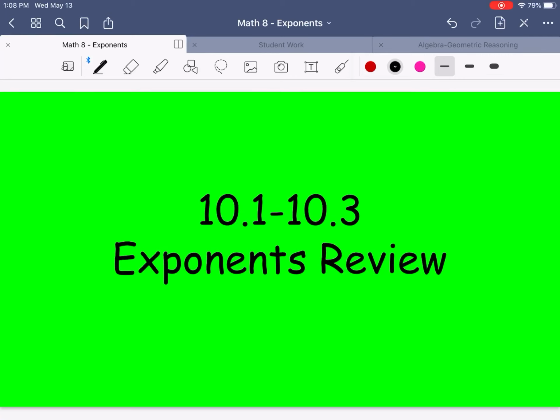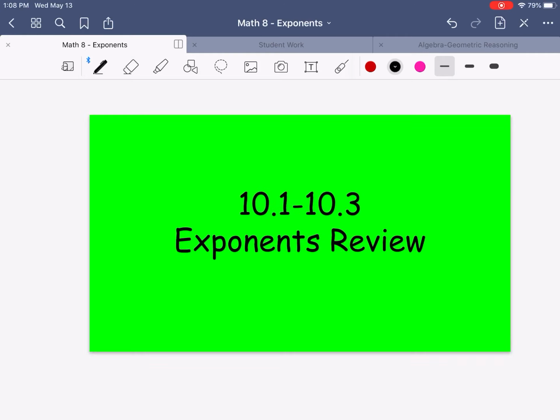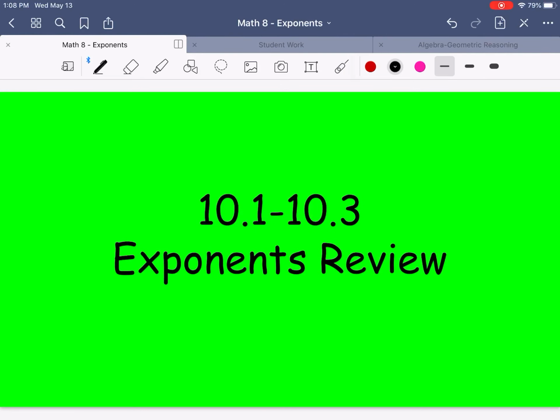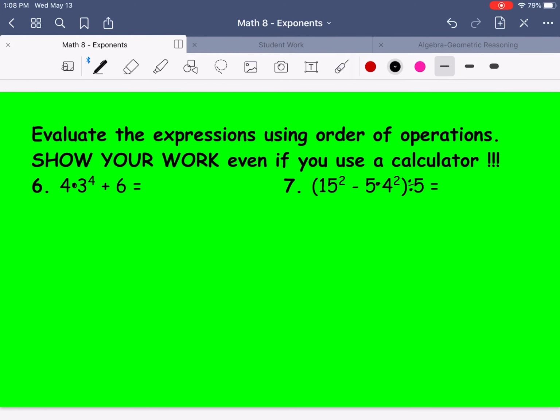Everyone, let's go ahead and go over a few problems from the exponents review. These were the ones I thought might give you the most trouble. So, looking at first numbers 6 and 7, you were to evaluate the expression using order of operations, showing your work even if you use a calculator.